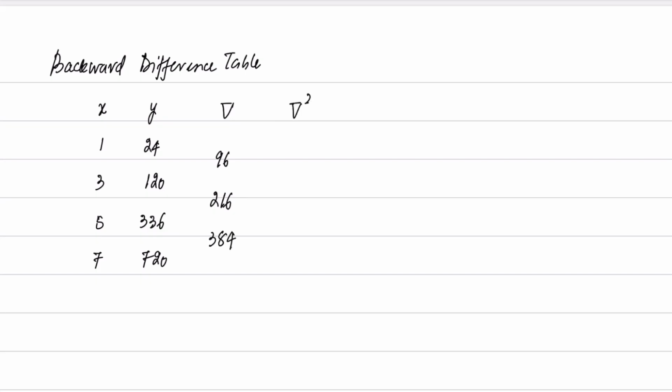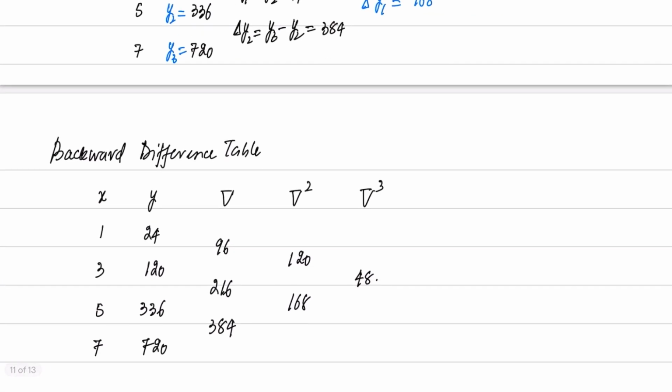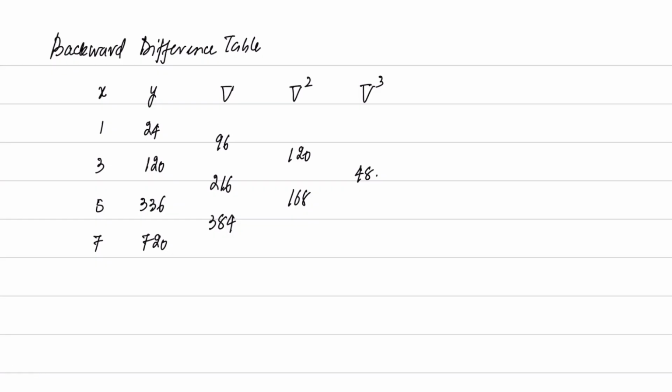And now the second backward difference is 216 minus 96, that is equal to 120. And the difference of the next two numbers is 384 minus 216, that is 168. And the third backward difference is 168 minus 120, that is 48. Now we can compare these two tables. Actually they give us the same set of values, just arranged in a similar way.